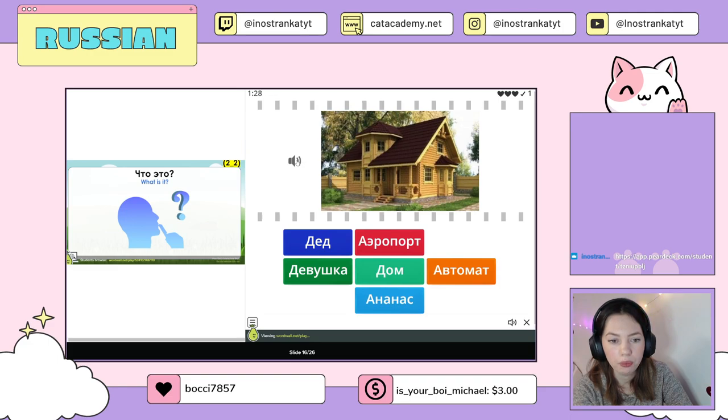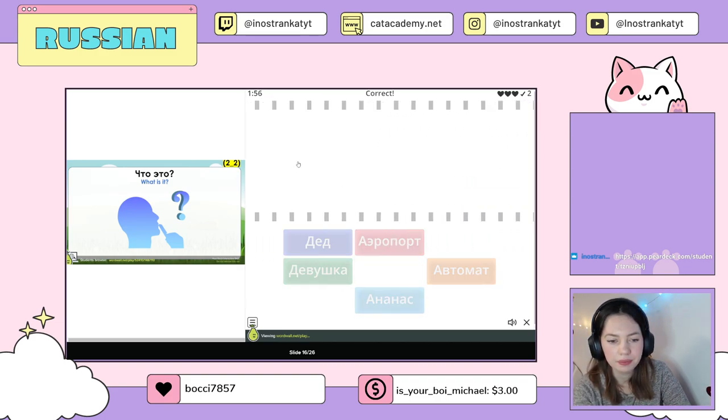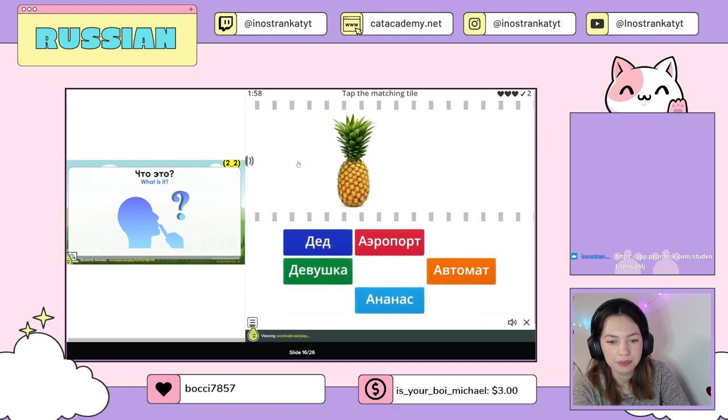Дом. This word is very easy because we learned the letter д, so we know how it looks. Дом. And the rest of the word is ом. Дом. So three letters, quite easy to figure out. Green, or bright green. Next one.